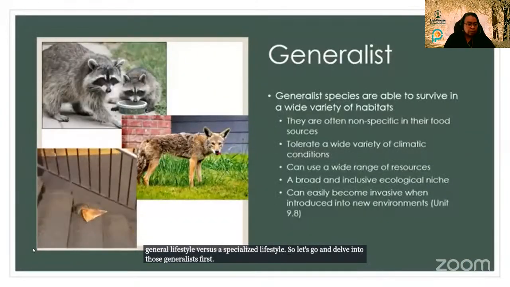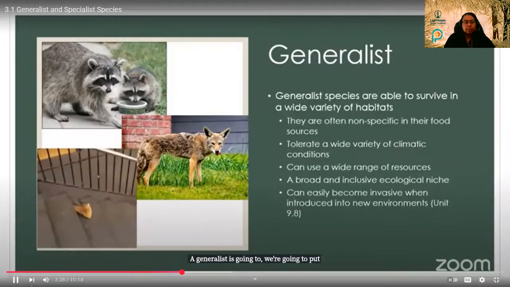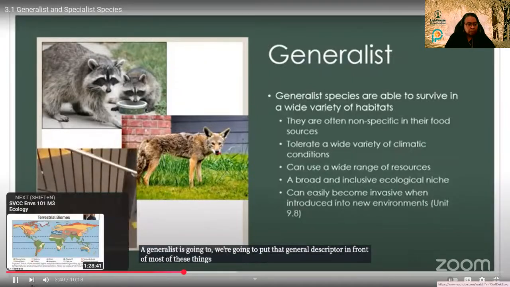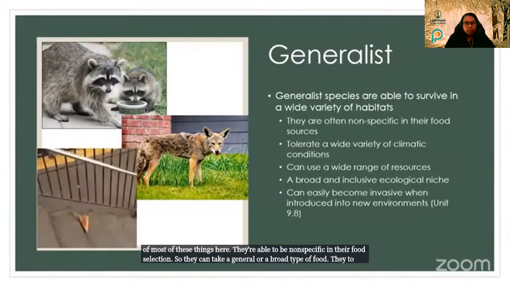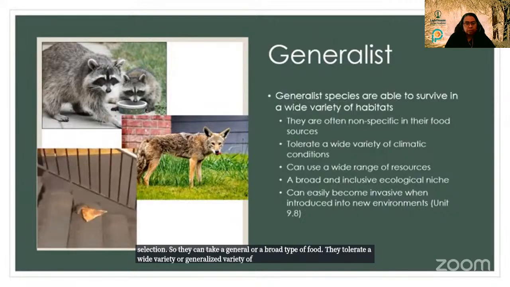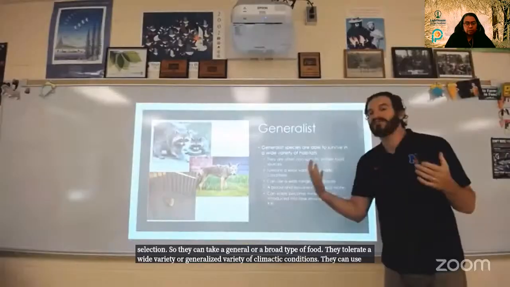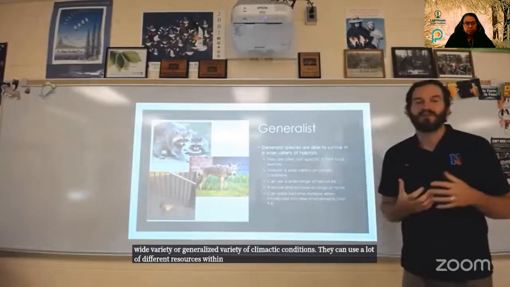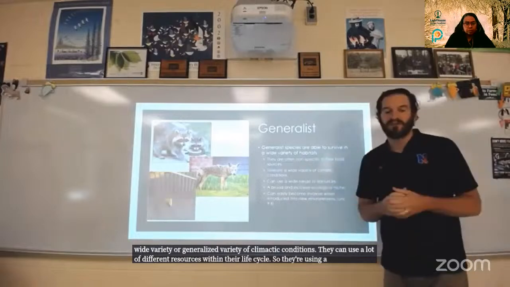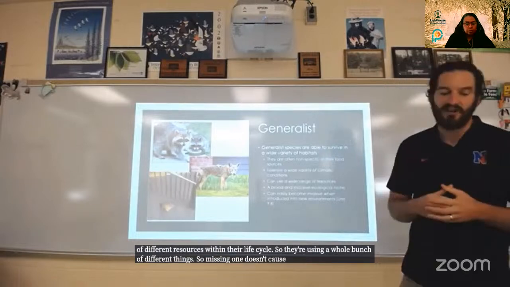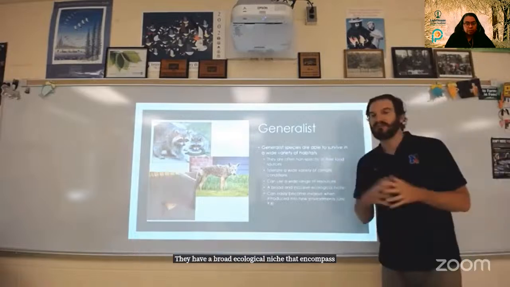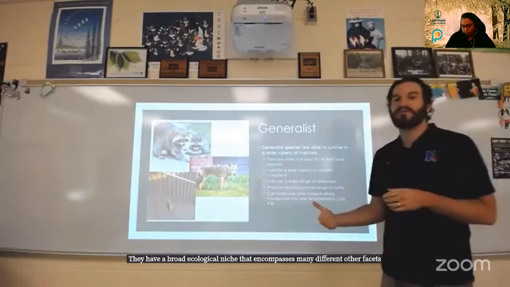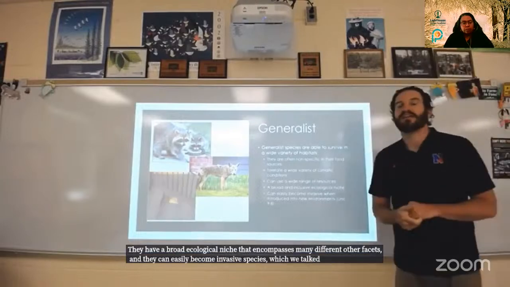For a generalist, we're going to put that general descriptor in front of most of these things. They're able to be non-specific in their food selection, so they can take a general or broad type of food. They tolerate a wide or generalized variety of climatic conditions. They can use a lot of different resources within their life cycle. So they're using a whole bunch of different things, so missing one doesn't cause them to die off at all. They have a broad ecological niche that encompasses many different facets, and they can easily become invasive species, which we talked about in lesson 9.8.